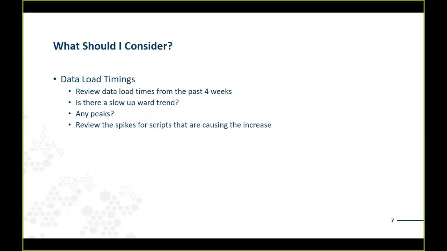Data load timings is always one that we look at as well. Again, this is really to try and work out if there are peaks and troughs, whether there's a slow and upward trend of your refresh. If there is, then it's something that we need to consider. What can we look at to bring that down? So we will look for reviews and spikes within the scripts themselves. Is there any one particular script which is causing a big increase or a steady increase in the refresh timings? If there are, we then drill into those scripts in more detail, and again look to see whether there's any new functionality or different ways of doing things that can help with that load.